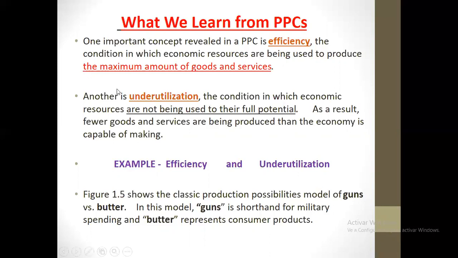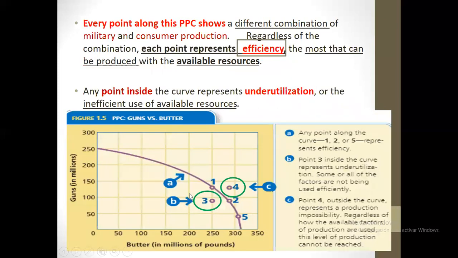So the same thing is over here. Underutilization, the condition in which economic resources are not being used to their full potential. No están utilizados en su potencial completo. As a result, fewer goods and services are being produced than the economy is capable of making. Se produce menos de lo que es capaz de producir. En la figura 1.5, 1.5 shows the condition. This one over here, 1.5.